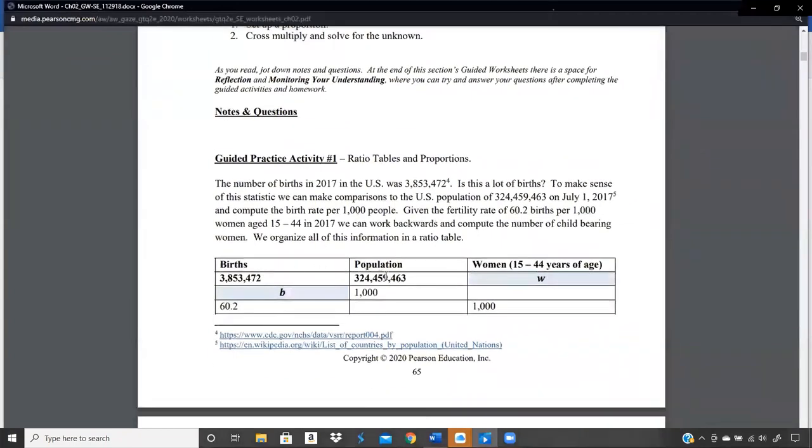We said maybe we shouldn't base it off of the whole population, maybe just the number of women of birthing age. We wanted to find out how many births there would be if there was only a population of 1,000 people. This is scaling. It's not scaling to 1, it's scaling to 1,000. We could also say that there's 60.2 births for every 1,000 women of birthing age. So that's another scaling. You can use that idea to go back and find out how many birthing aged women there are.